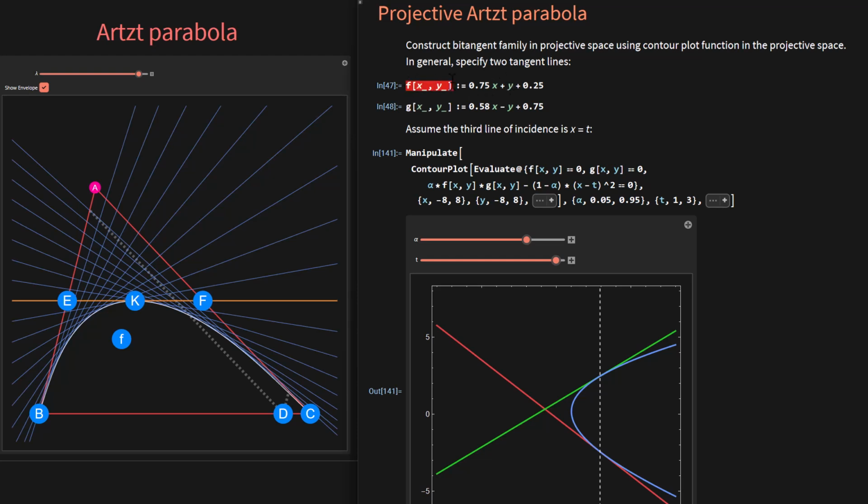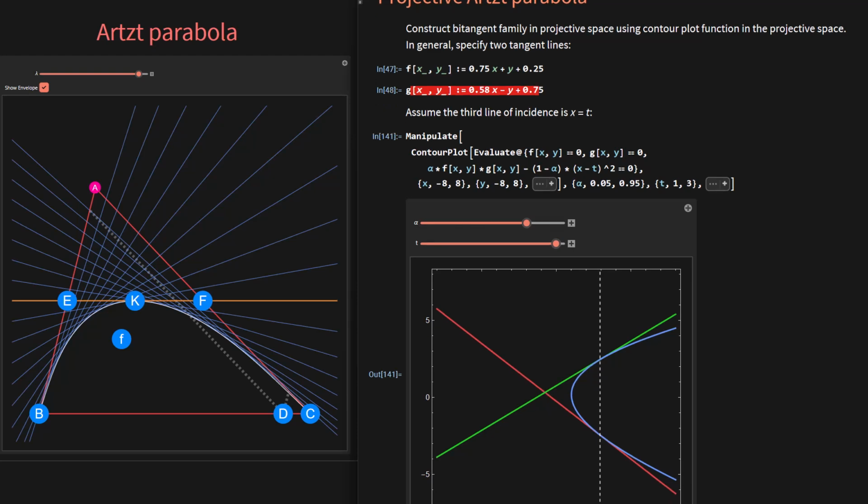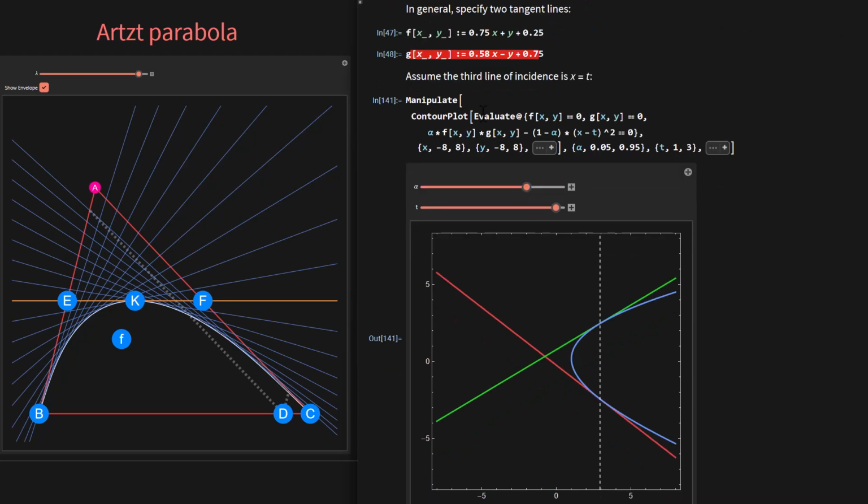And f[x,y] is a function of x and y. If you're not familiar with the Wolfram language, this means the first argument, second argument, and the set delay. So this function will not evaluate until I put something inside f[x,y]. Same thing for g. And what we can do here is that the general function for this bitangent family can be specified as alpha times f times g, where f and g are the specified tangent lines, and 1 minus alpha times another line.